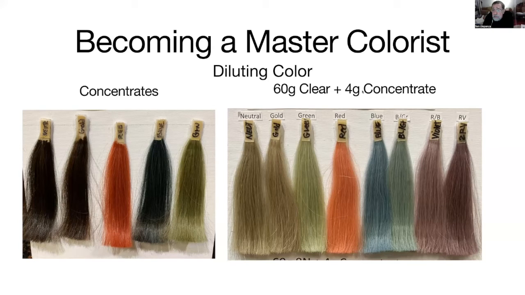Now, if I had, in fact, instead of using 4 grams of concentrate, had used 6 grams of concentrate, every one of these would be a dark blonde instead of being a light brown, light blonde. If I had used 10 grams of concentrate, every one of these would be a light brown. Now, there's a chart in the color manual that explains all of this and how the levels are achieved. And these concentrates can be used in any color brand whatsoever, no matter who makes it.